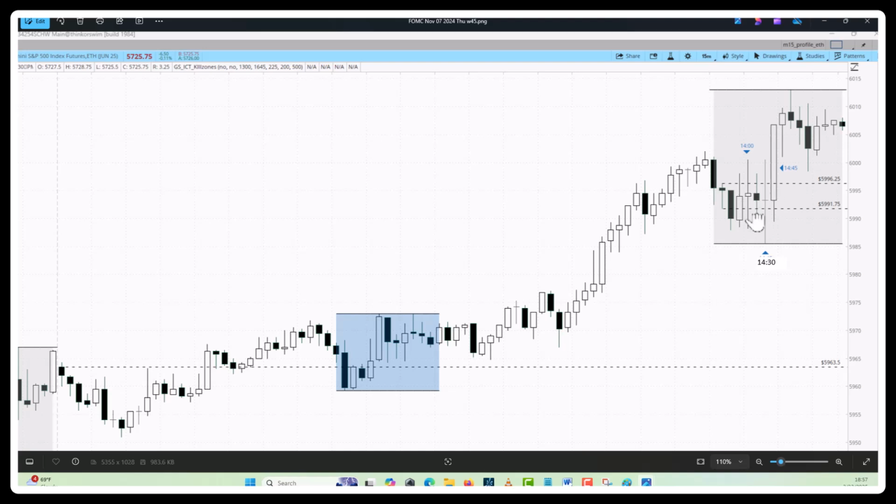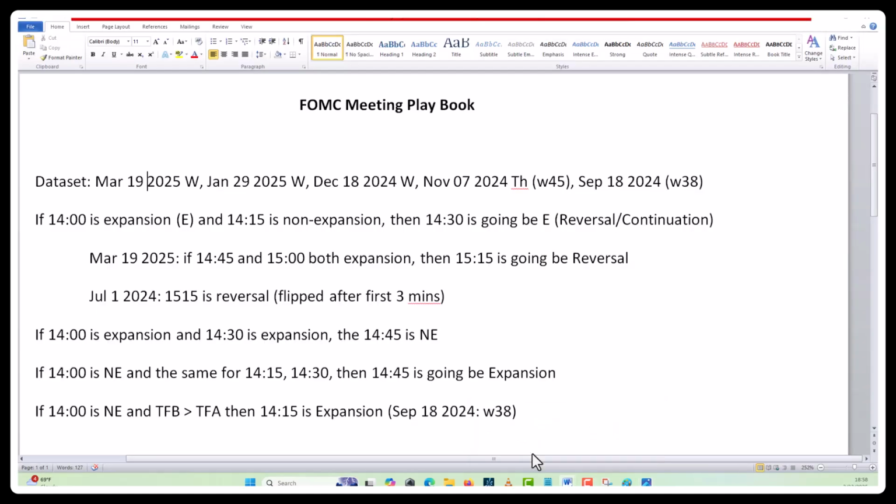So here you see that the 14:00 is a non-expansion move. You see that? Non-expansion move. And then 15:30 is non-expansion, and boom. You can see that if it breaks the level, then the 45 is really explosive right there. And let's look at one more data point, September 18, which is week 38.